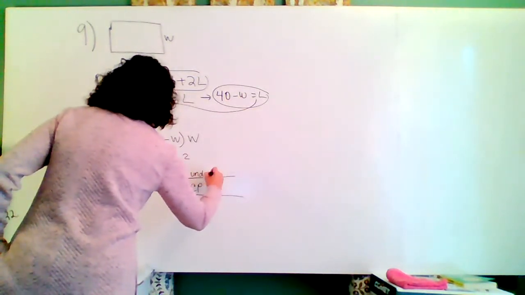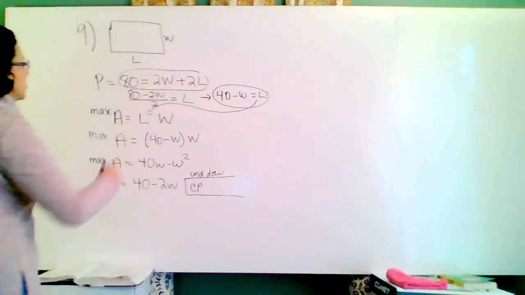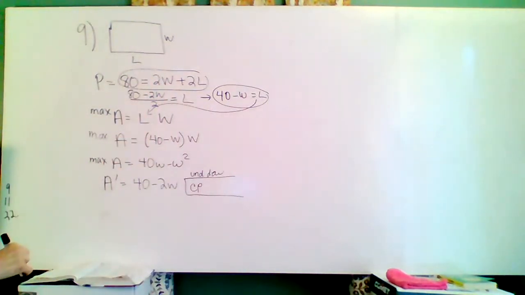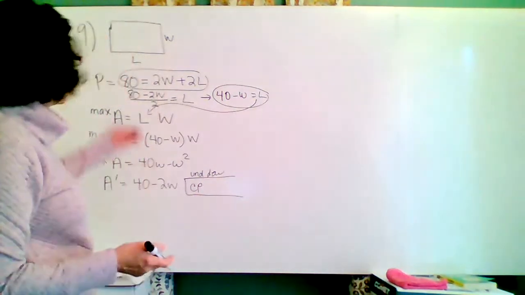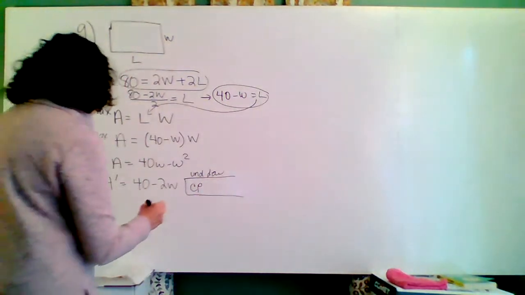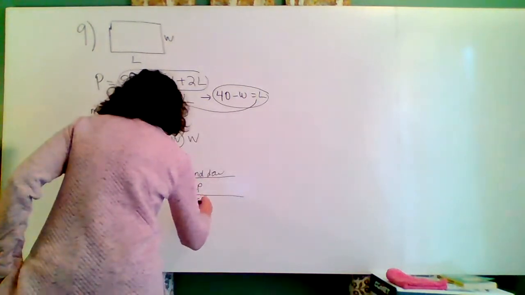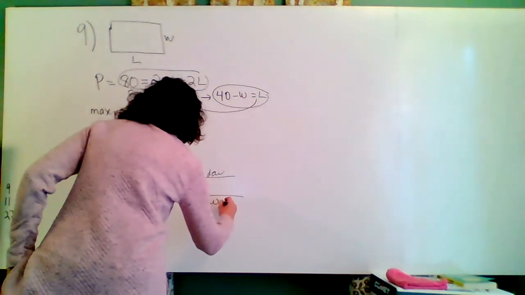undefined, it's defined everywhere. Notice though, we could have said something about this domain, right? What are we shooting for? The length and the width. Obviously, one of the sides can't be more than 40, right? We wouldn't have enough left for the rest of the perimeter. Where is this equal to 0? That happens at W equals 20.